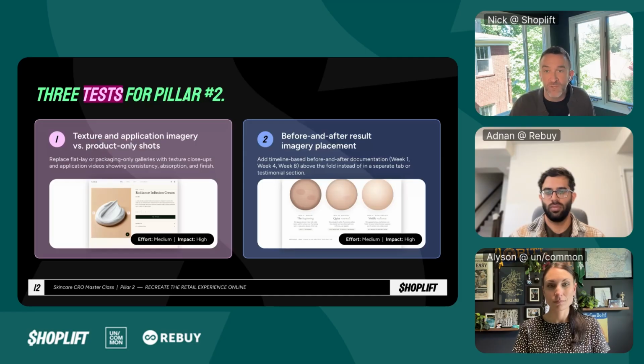What does it look like at 1 week? What does it look like at 3 weeks? What does it look like at 8 weeks? That's really going to drive a lot of subscription opt-in if you can show the time lapse of results.